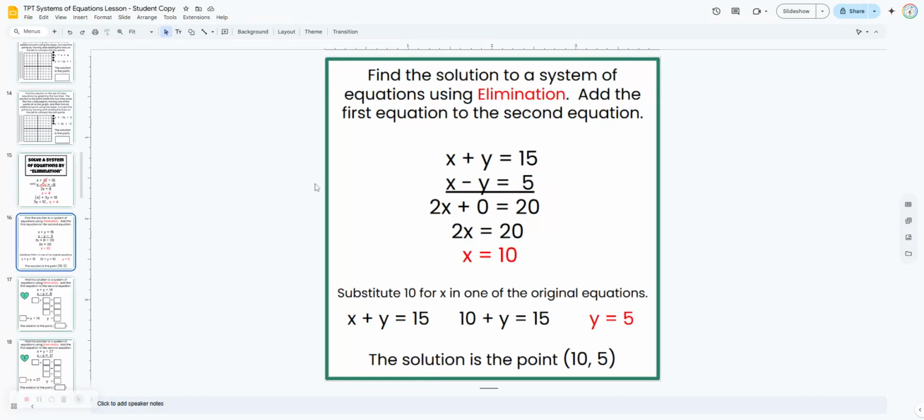There's another example on slide 16. Again, I'm going to add vertically. I get 2x plus 0 equals 20. I don't need to write the 0, so it's 2x equals 20. I solve for x, put 10 in place of x in either equation, and solve for y. That gives me the coordinates 10, 5. And you want to remind the students that the x-coordinate always goes first, y-coordinate second. So it's the point 10, 5, not 5, 10.